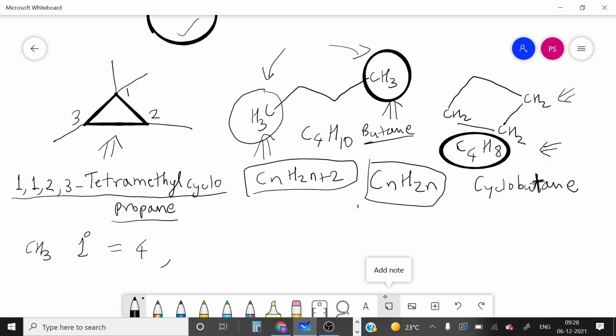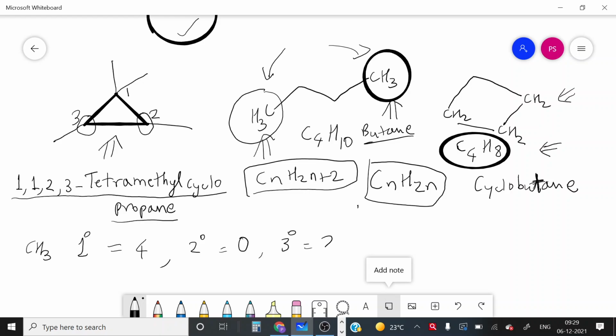4. How many secondary carbons? How many CH2 groups are there? 0. Tertiary carbons? Second carbon is tertiary and third ring carbon is tertiary.